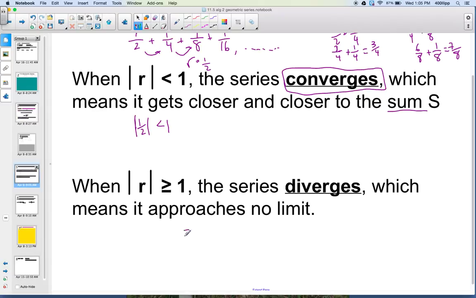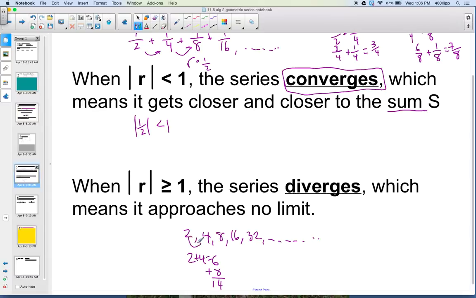For example, if I have 2, 4, 8, 16, 32, and I keep adding on numbers, if I start adding these up, 2 plus 4 gives me 6, plus 8 gives me 14. If I add 16, that gives me 30. Add 32, 62. So these numbers just keep getting bigger and bigger and bigger. The more I add on, the bigger they get.